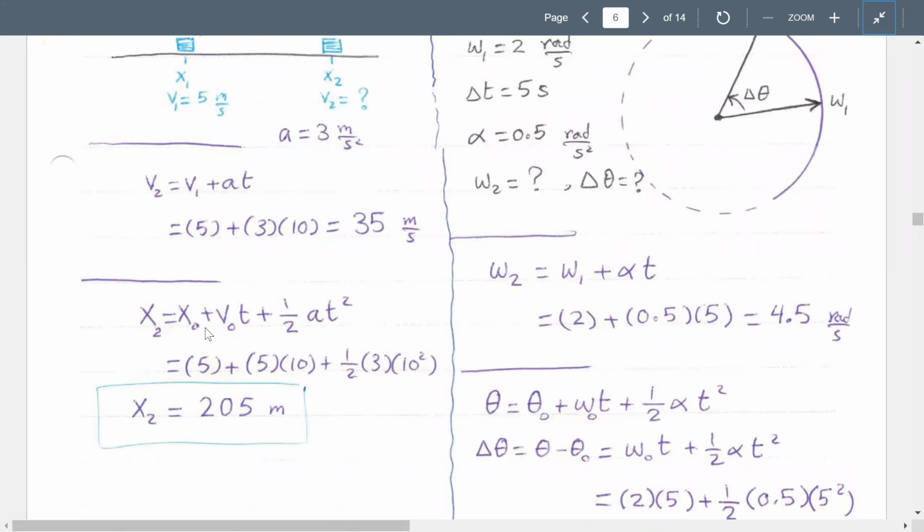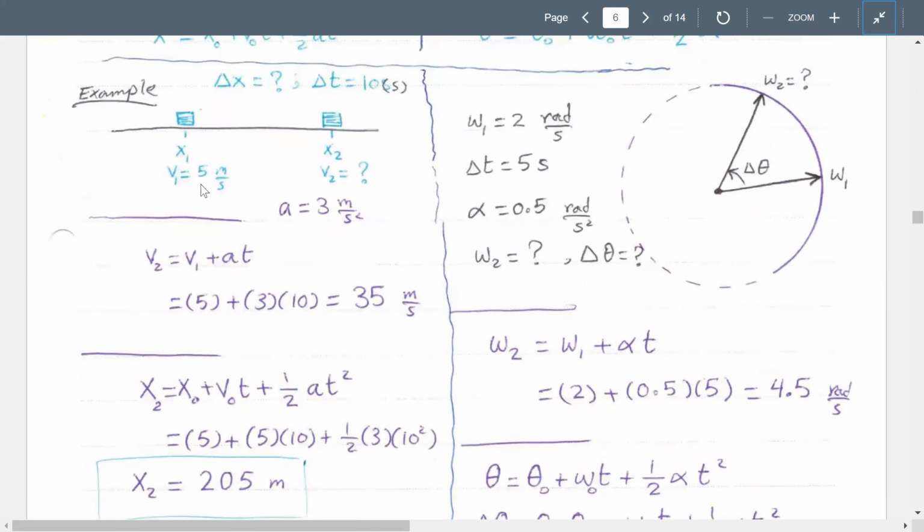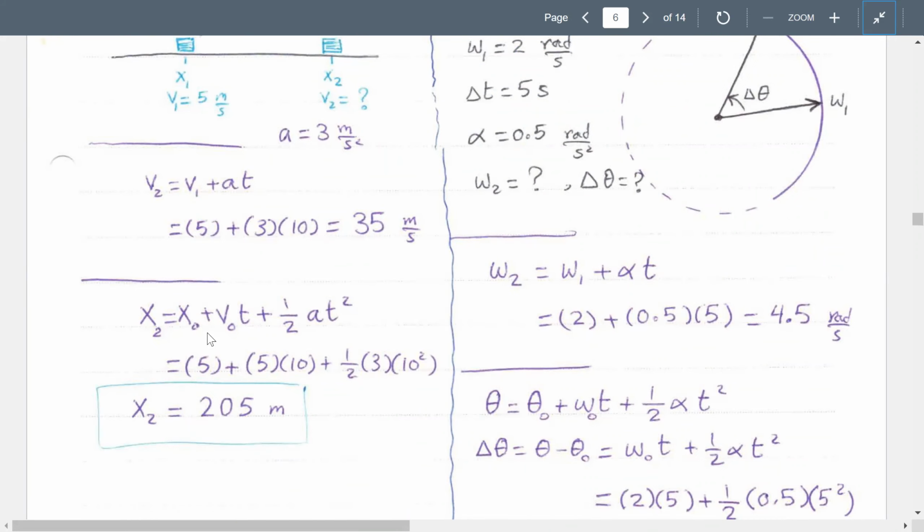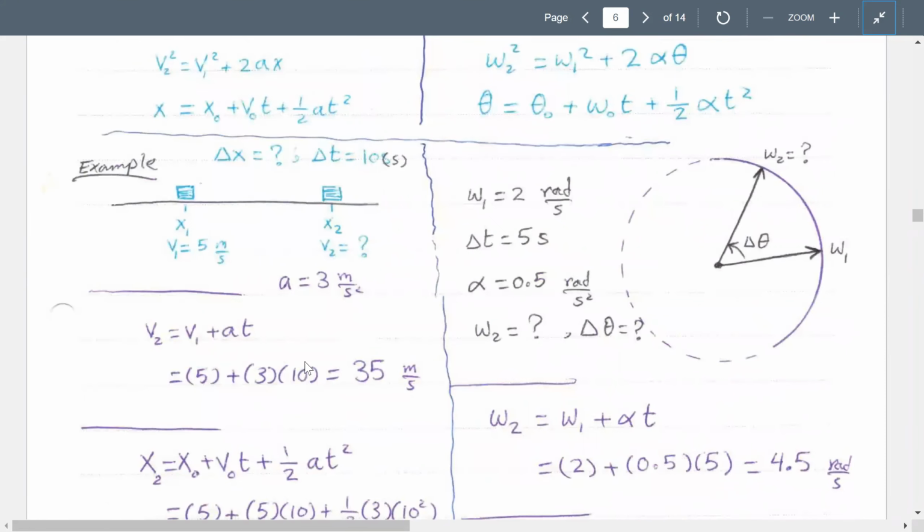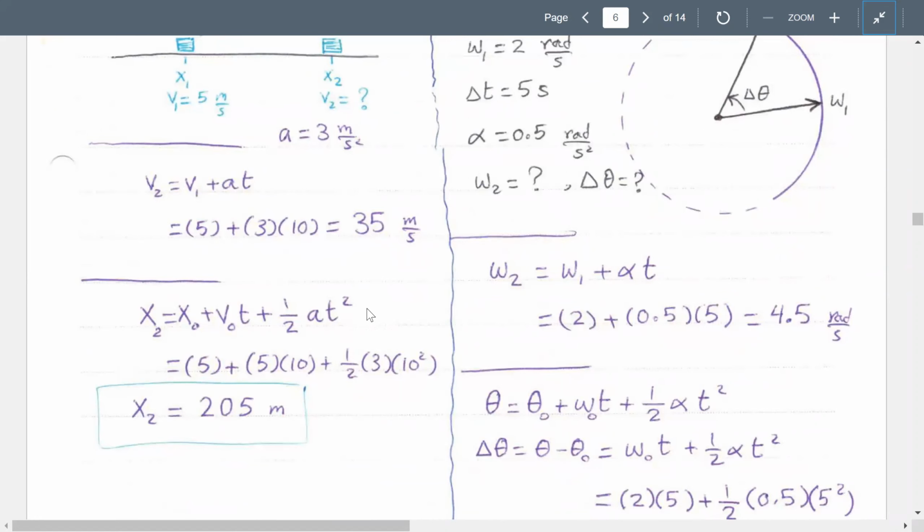If you complete solving the example, delta x, x2 is equal to x1 plus v0 t plus half a t squared. I find here x2 is 205 meters. So we find all the unknowns.